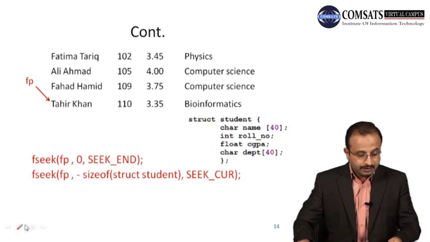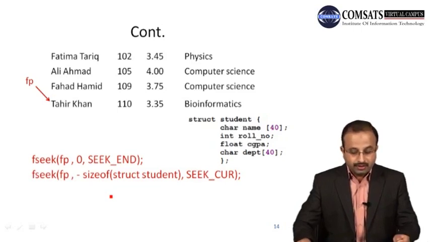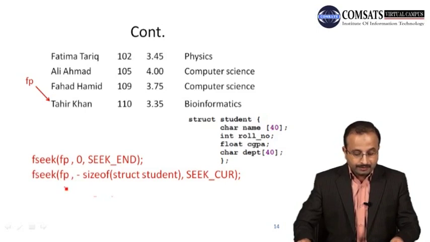Okay, if I write over here, let's say, we have a seek set over here. I know the size of the record, right? So the first parameter is the same as it is, that is FP, and the second parameter is 80, that is size of struct student. So this is positive 80. I didn't put any negative sign over here.